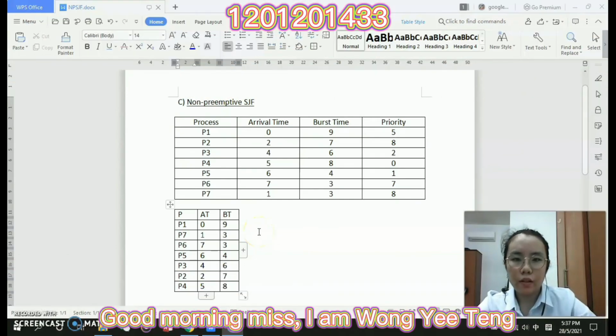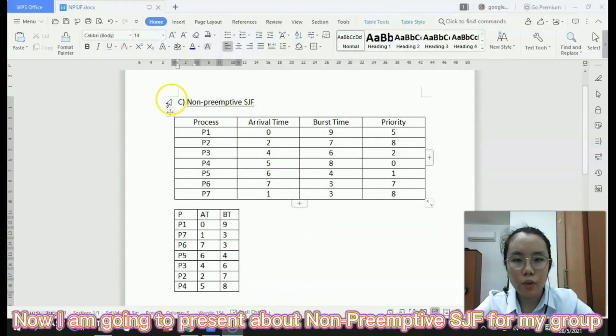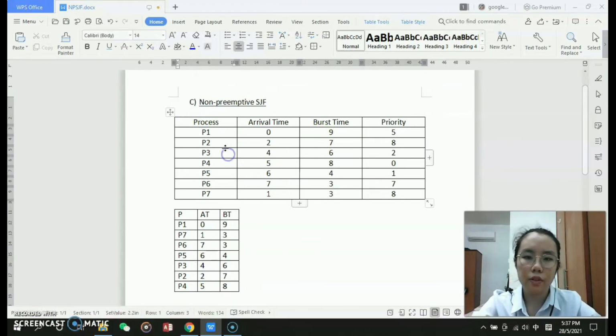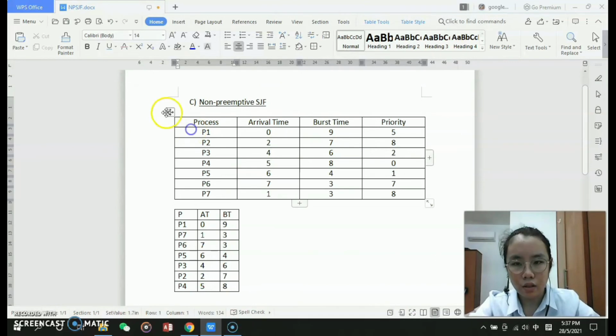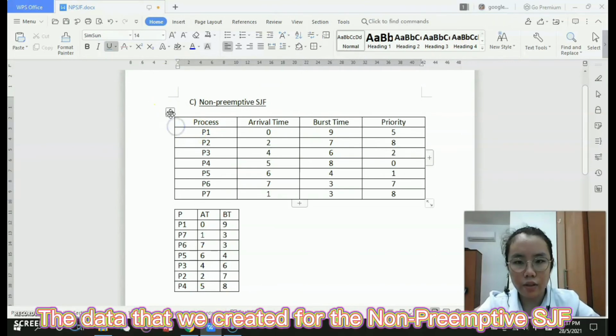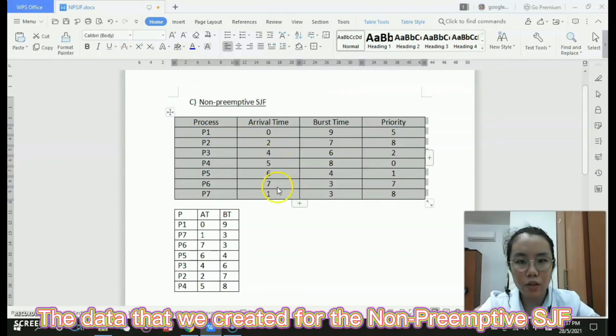Good morning, Miss. My name is Song Yiteng, and now I want to present about non-preemptive SJF for my group. First, this is our table, the data that we created for the non-preemptive SJF.